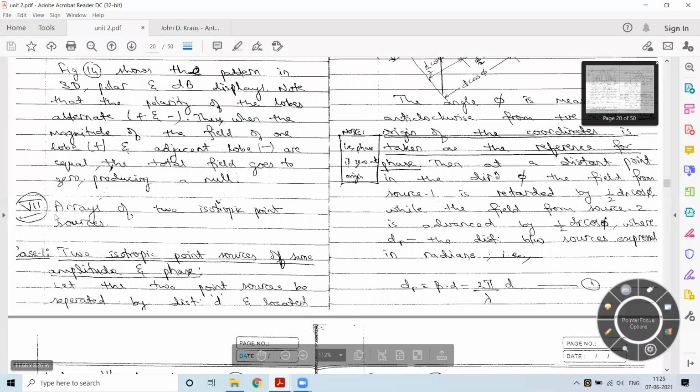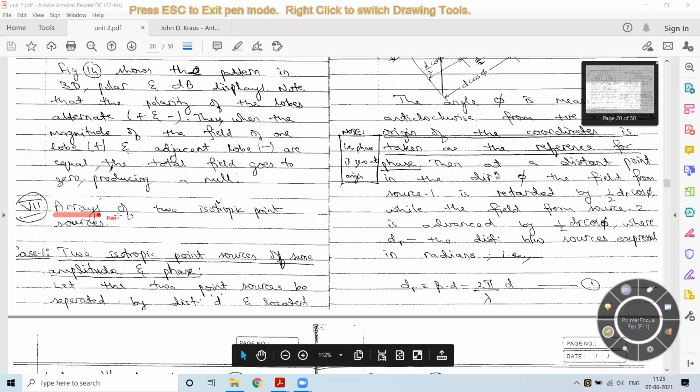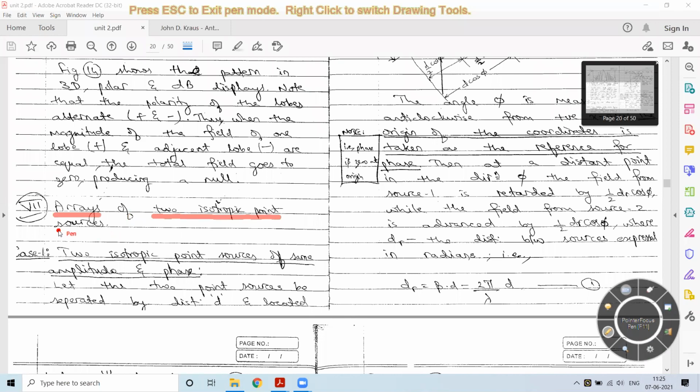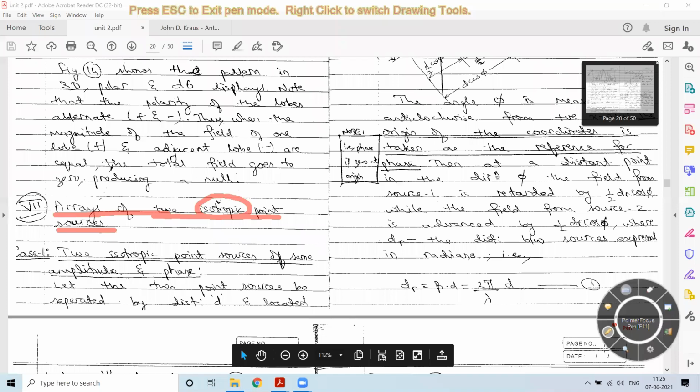So now we'll be discussing the array of point sources, in which we'll first consider 2 isotropic point sources, and then try to see what is the pattern associated with these point sources. Now remember, isotropic point sources are the ideal condition we are looking out for. So based on that assumption, we try to see what will be the pattern if we have two isotropic point sources for a given condition.